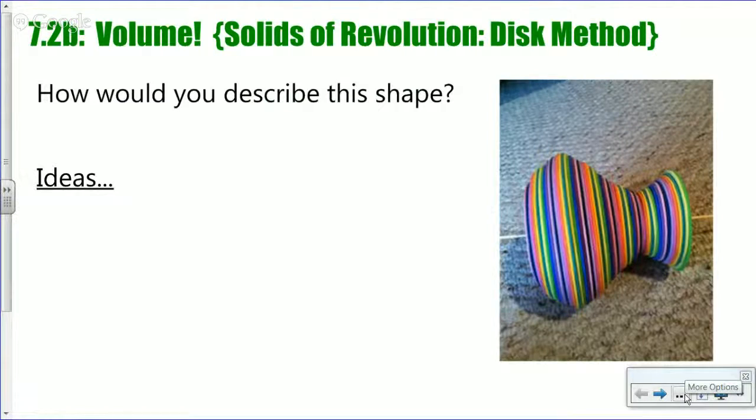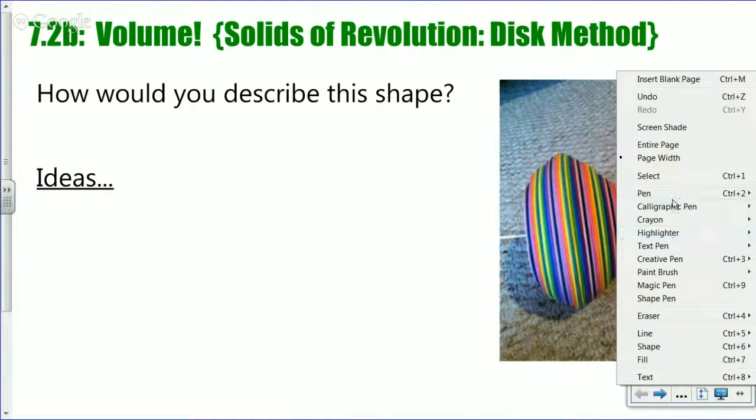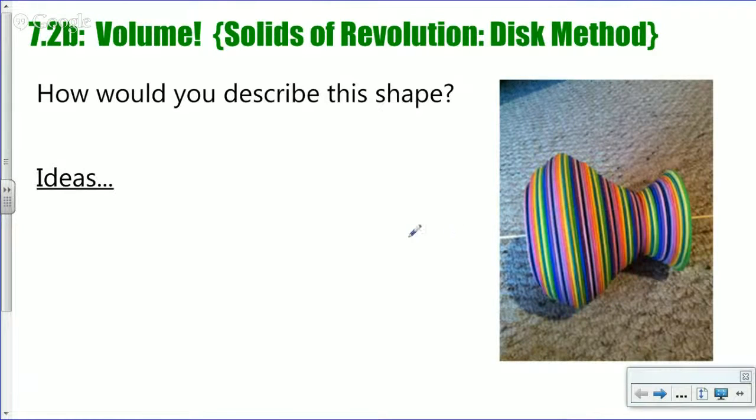All right, so hopefully you have this shape in the classroom. What I'd like for you to do is do the same thing we did yesterday. Pause the video for 2 or 3 minutes, talk to someone around you, and decide how would you describe this shape, or how was this shape built? So go ahead and pause the video.